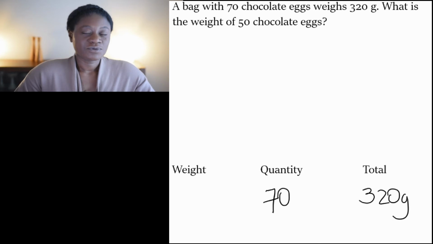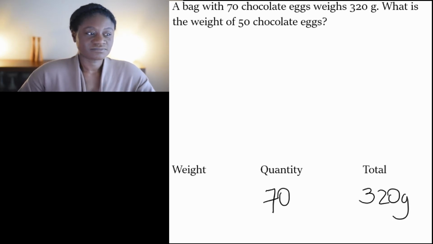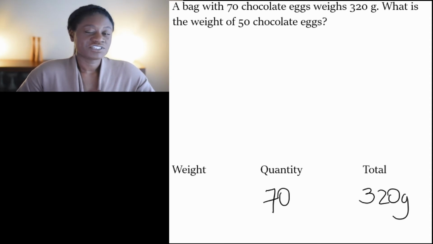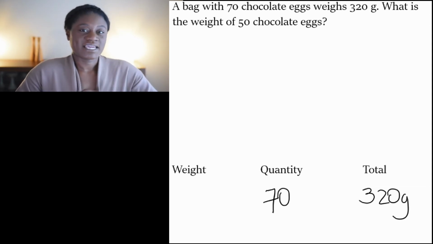But remember, we learned how to come up with the weight of a single egg. Now all we really need to do is start there, and then we can figure out how much 50 eggs would weigh, because we can use our multiplication. So let's solve for one egg.